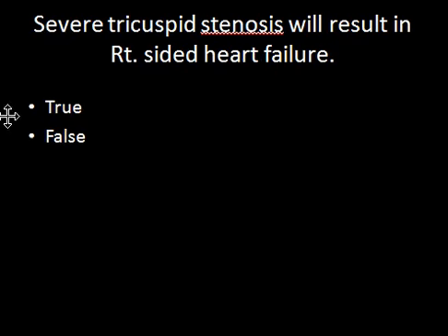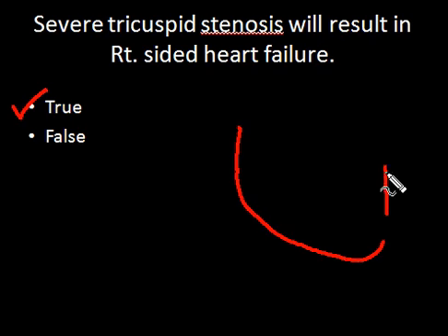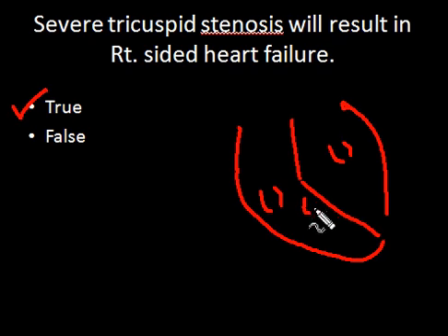Let's look at the next one. What happens when there is severe tricuspid stenosis? Will it result in right-sided heart failure? And the correct answer is yes, true. Because again, if you look at the heart, this is the interventricular septum, here's the tricuspid valve, the mitral valve, the pulmonary here, and the aortic. Now suppose there is stenosis of the tricuspid valve, so it is really narrowed. What will happen? Blood cannot go from the right atrium into the right ventricle.